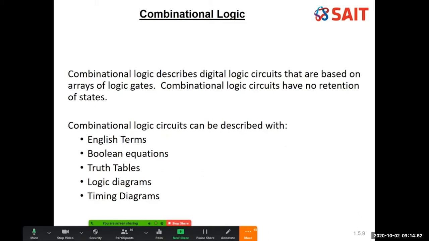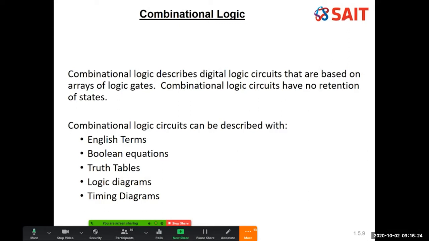You would have heard me speak. You've seen a couple of visual examples of this logic. And as we've seen, until you start combining it, you're not really making much of a decision. So combinational logic describes digital logic circuits that are based on an array, a number of logic gates. Now, combinational logic doesn't remember anything, okay? It just forgets everything. It's got no memory. If you lose power, it's lost memory.